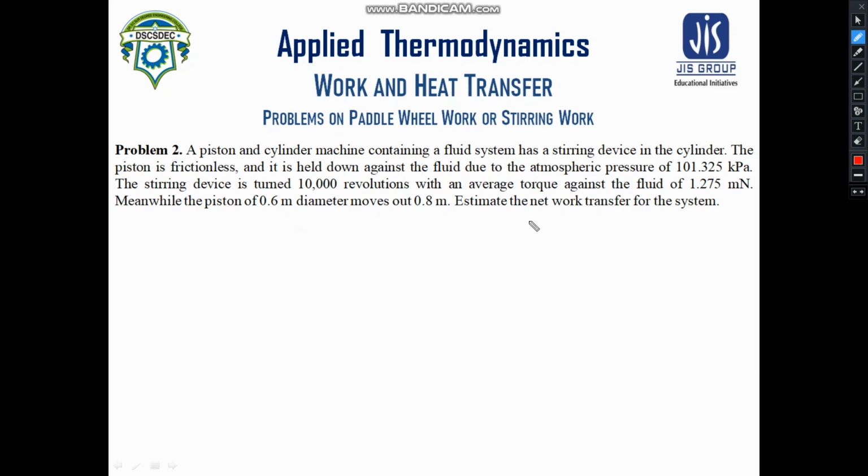Now we need to calculate the net work for the system. This is a very important problem. You need to calculate the net work transfer for the system.